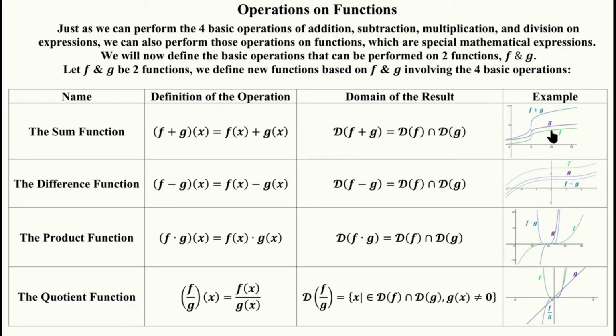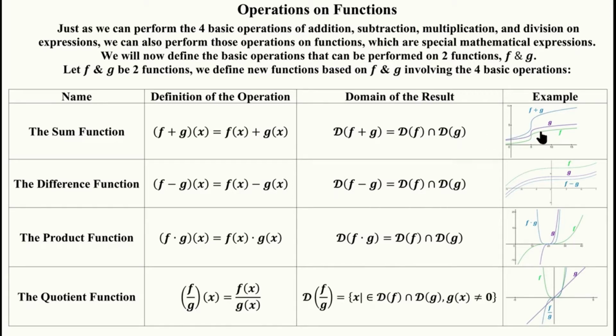Like here we have a function f and a function g, and when we add them we get this other new function which we call the sum function. So that itself is also a function. As far as the domain of the sum function or any of these other functions is concerned, we basically need to just take the intersection of the two domains.